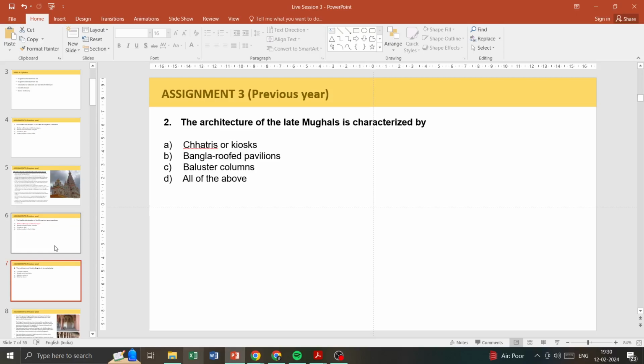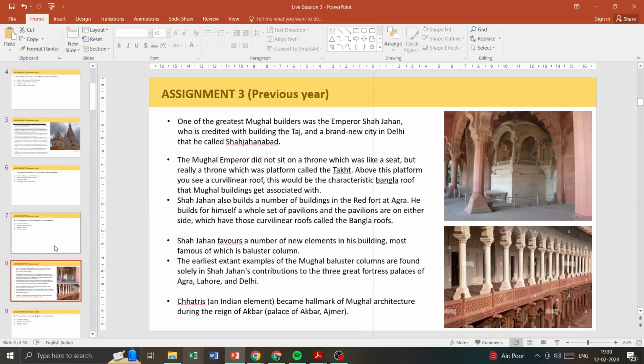While chhatris were introduced by Akbar, they were still heavily used in the later Mughal period also. Shah Jahan was considered one of the great Mughal builders, and the idea of the Bangla roof was incorporated by him first in his throne, which is called a takht. It is not really a seat but a platform called takht. And then he started using this Bangla roof, this curvilinear roof, on a set of pavilions in the forts, especially at the Red Fort at Agra.